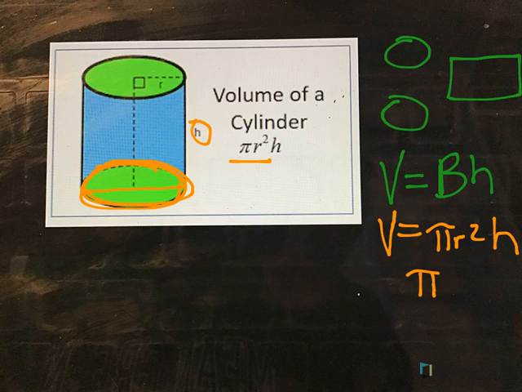The radius, now let me erase this. The radius is halfway from the center point to the edge of the circle. This is the radius. Again, it goes from the outside of the circle to the center point.